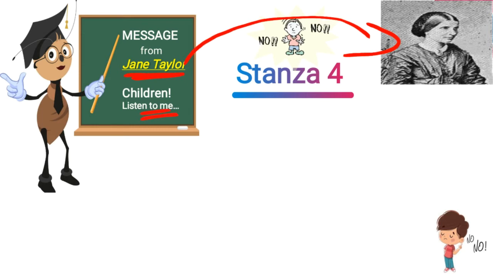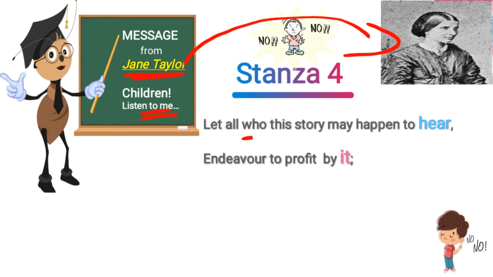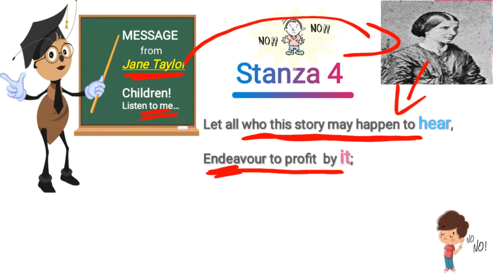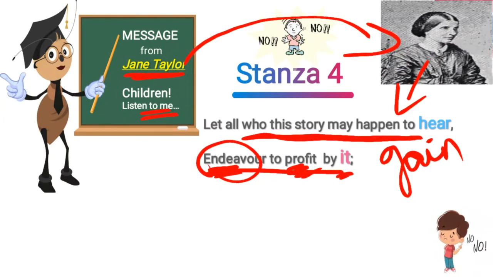So children, listen to me. Let all who the story may happen to hear endeavor to profit by it. Endeavor means you should make some effort, try. So the poet said that children, those who are listening to this story, endeavor to profit by it. Profit means you should gain something. You should learn something from this story. So you should make some effort to learn something from this story. This is what the poet is trying to say to you.